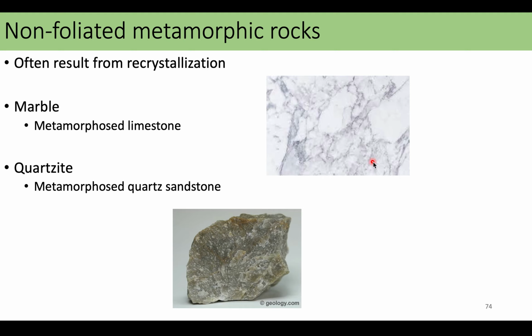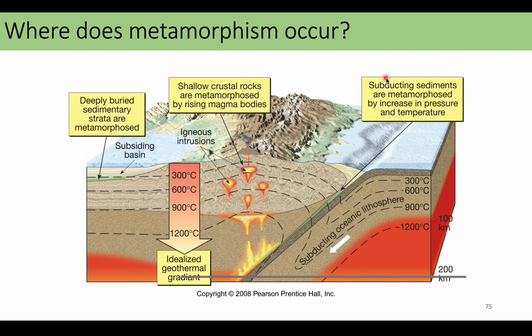We can also have marble. So marble is a metamorphic rock that is non-foliated. It doesn't have clear orientation, clear parallel orientation. It is generally made from limestone. So these two are good examples of recrystallization. So we do not have foliation in these types of metamorphic rock.